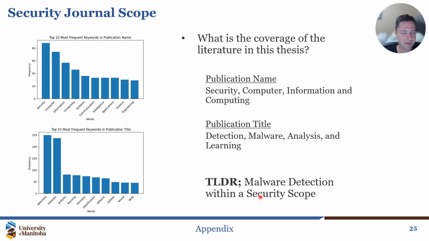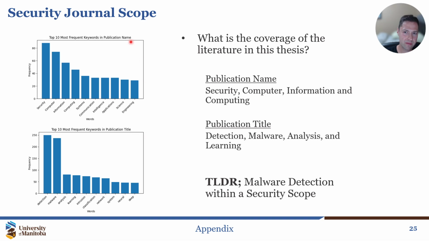Security journal scope. This is something that came up, which is the literature review I was doing. It didn't have much of a security scope. A lot of it was based on the deep learning, machine learning literature. So a question that had come up continuously was, what is the coverage of this thesis when it comes to its subjects and domains?